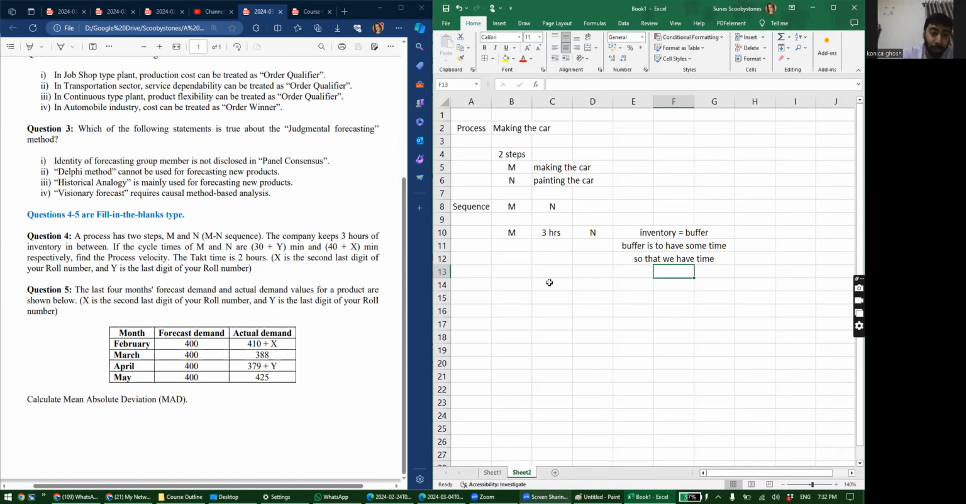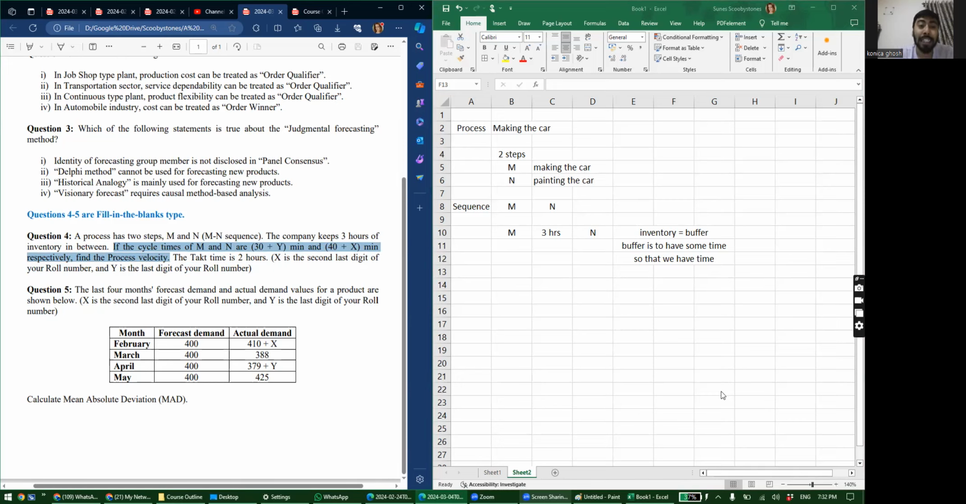Now let's see what the next line is. They are saying, if the cycle times of M and N are 30 plus Y minutes and 40 plus X minutes respectively, find the process velocity. Correct. Now we'll understand again one by one.